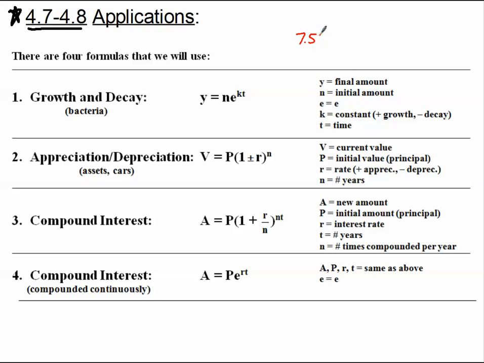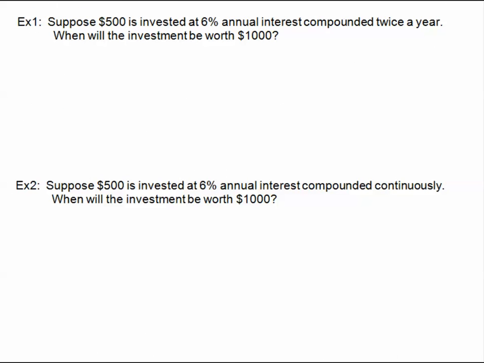If you have something like 7.5%, that is the number 0.075, which means to divide by 100 or move the decimal point 2 places to the left. So make sure that when you're plugging in a percent, you're using the actual number that it is. So that's what r is. You go ahead and read this formula sheet and get to know this as we work through these problems. So let's look at example 1 and example 2.